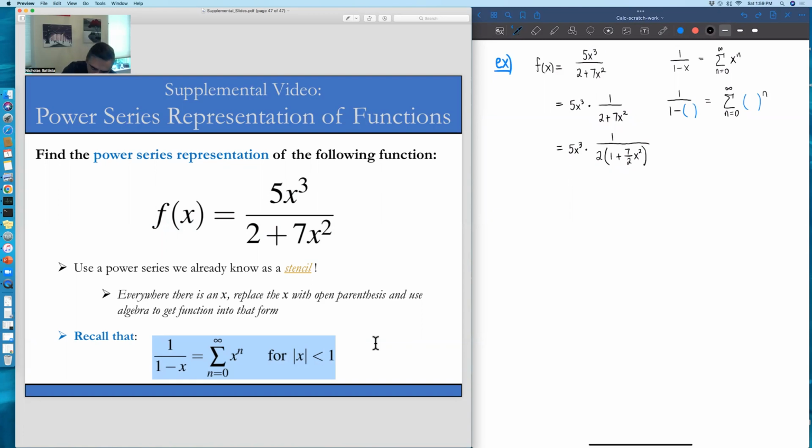So where are we at now? Well, we have 5x cubed over 2 sitting in front now. And now our fractional term looks like 1 over 1 plus 7 over 2 times x squared. So now we have the 1 in the numerator like we have in our stencil. We have a 1 by itself like we have in our stencil. But we're at this point now where in the function we're given, we have a plus, and in the stencil, we have that minus. And there's actually going to be a nice mathematical move that we can do here.